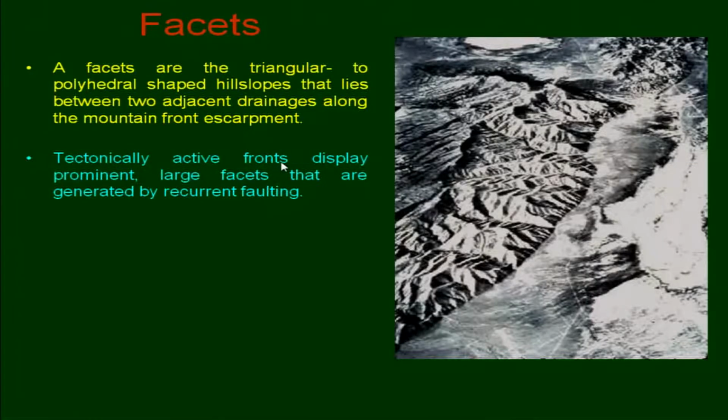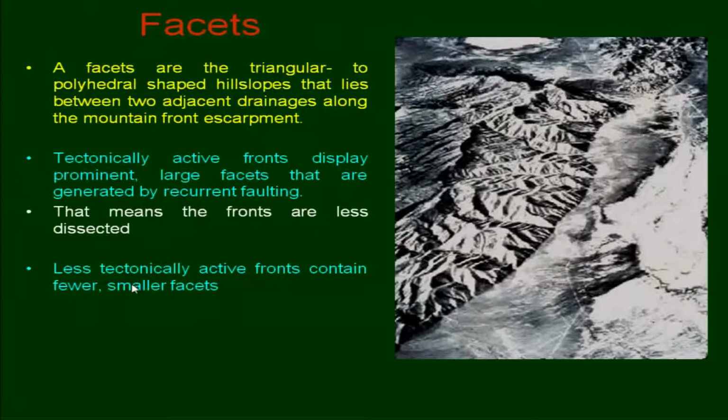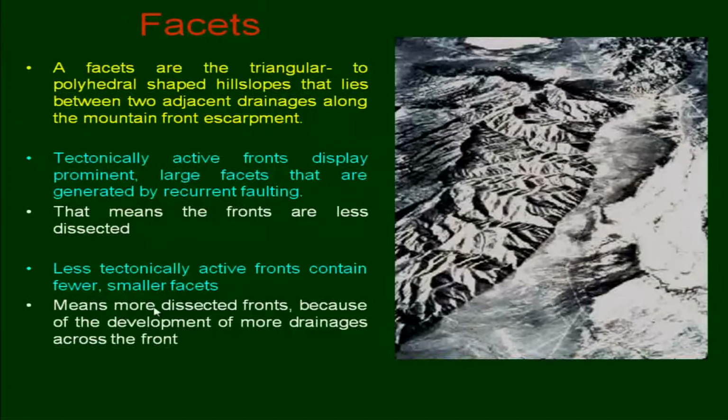Tectonically active fronts display prominent, large facets, as shown here in this satellite image, that are generated by recurrent faulting. That means the fronts are less dissected. If the dissection is more, it means more erosion is taking place and they are less active. Less tectonically active fronts contain fewer and smaller facets, meaning more dissection of the front because of the development of more drainage across the front.